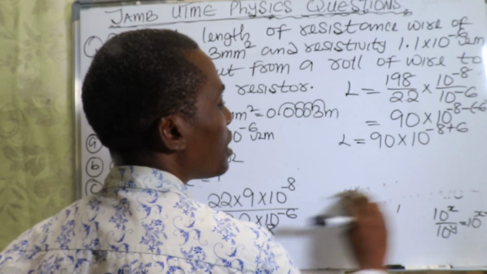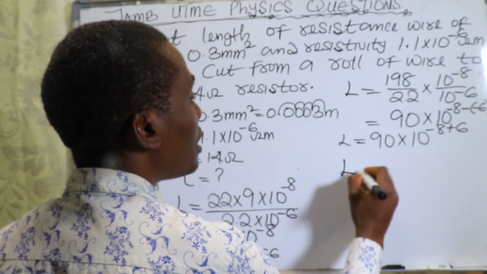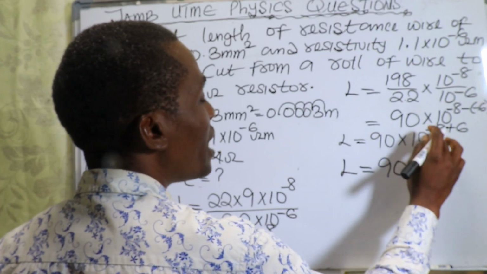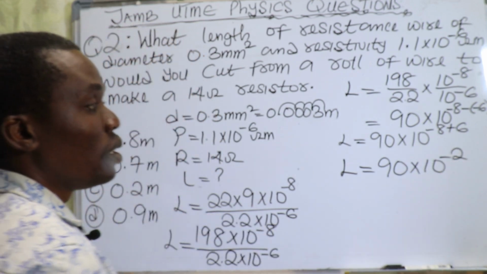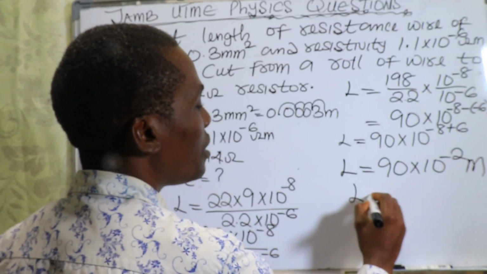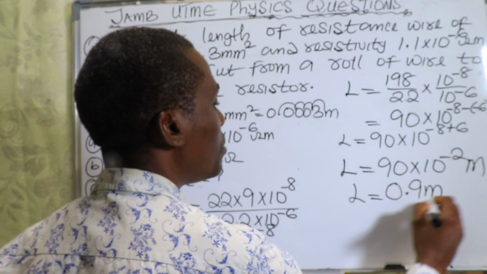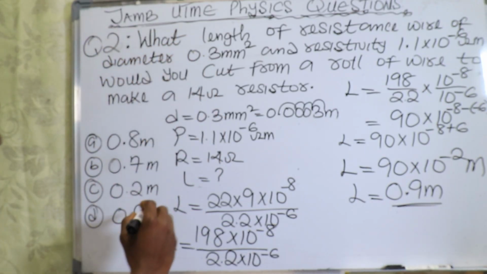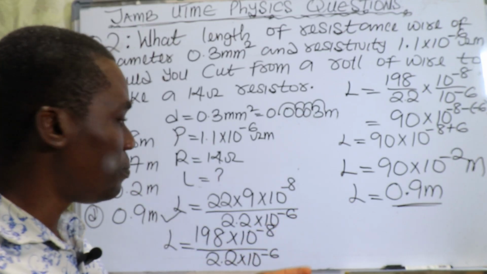If I simplify further, you will see that the length is equal to 90 times 10 to the power of minus 8 plus 6, which gives me minus 2. This is in meters. So if you reduce this one, you will see that L is equal to 0.9 meter, and that is the answer. The answer is in the options, yes, option D. So you see that this question is very easy.